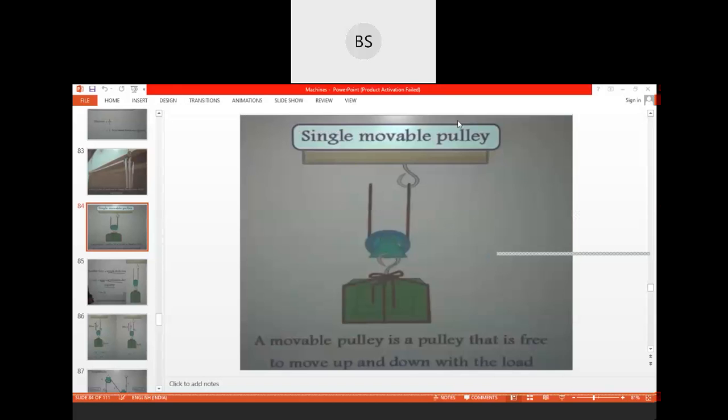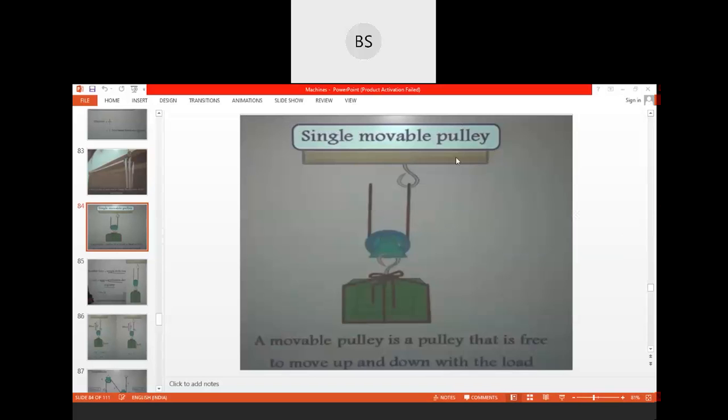In the previous class, we have studied about the working of a single fixed pulley. Now in this class, we will study about the working of a single movable pulley, which is very interesting. So let us know about what is a single movable pulley.